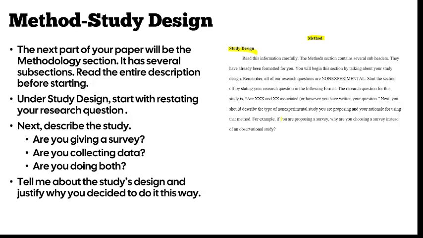Okay? The first thing you're going to do is start by talking about your research question again. And you're going to write it in a format that is something like this: are variables XXX and XX associated? Or however you wrote your research question. Okay? Then you're going to describe that this is non-experimental, because this course is non-experimental. And you're going to propose your research question and your rationale for the method that you're using. Are you doing a survey? Are you observing somebody and collecting data? Just tell me about it.